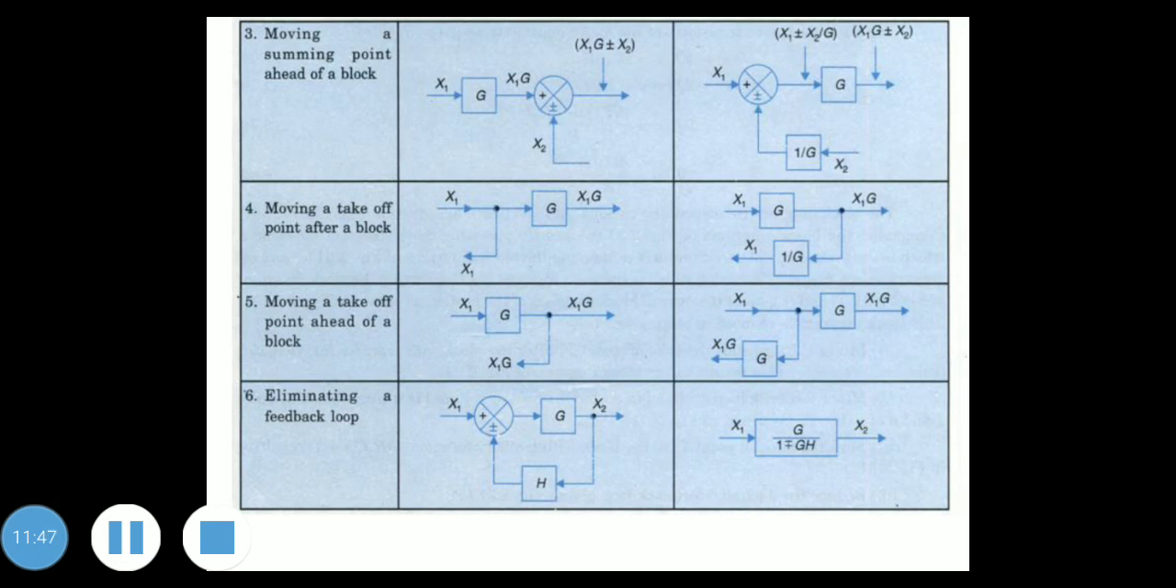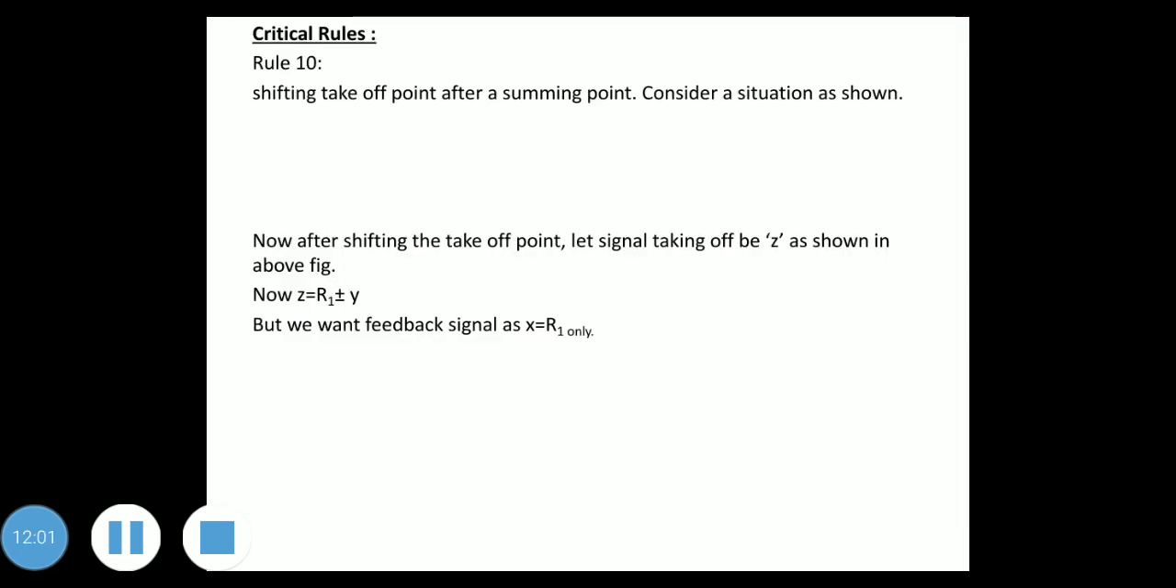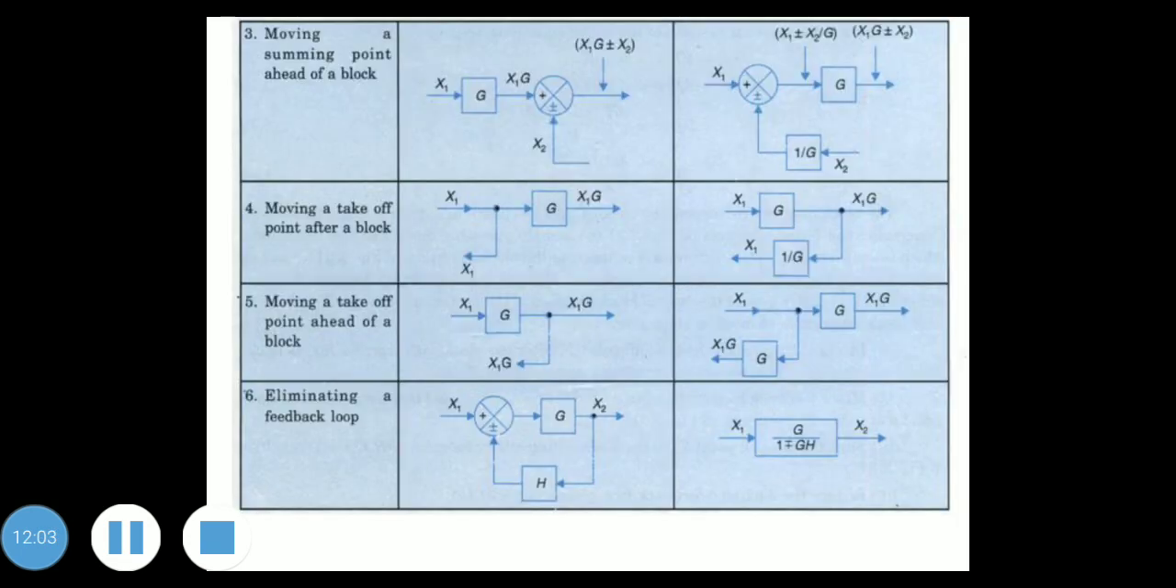Next is eliminating a feedback loop. So this is a feedback loop. We can eliminate that feedback loop, so it will be reduced to this form. We can write it as a block G divided by 1 minus or plus GH. If it is plus or minus here, then here we have to write minus or plus. So eliminating the feedback gives G divided by 1 minus or plus GH.